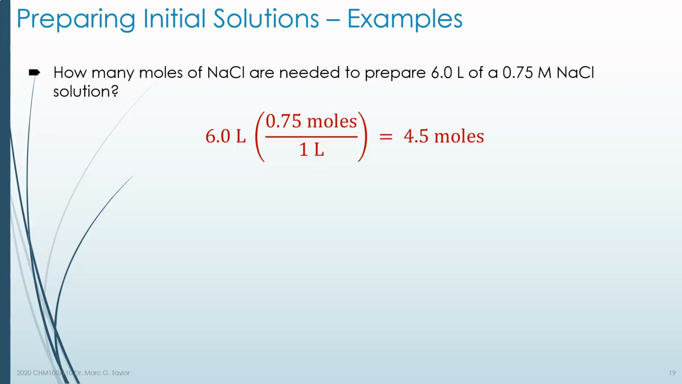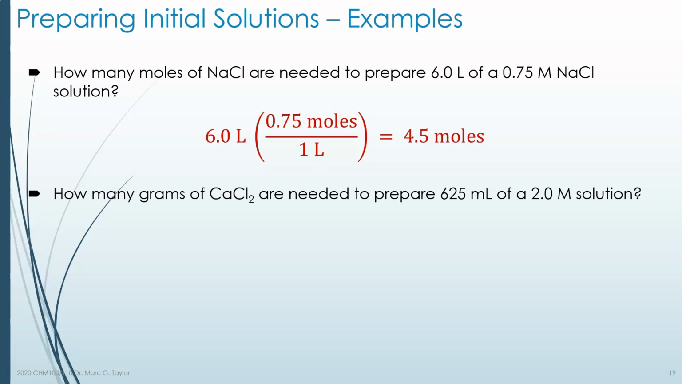0.75 moles of sodium chloride is the same thing in this case as having 1 liter of solution of sodium chloride. So that's a conversion factor. The numerator equals the denominator. They are equivalent quantities. And therefore, when I multiply it by 6.0 liters, I can get the number of moles that's equivalent to 6.0 liters, which in this case is 4.5 moles of sodium chloride. The liters will cancel in this case.